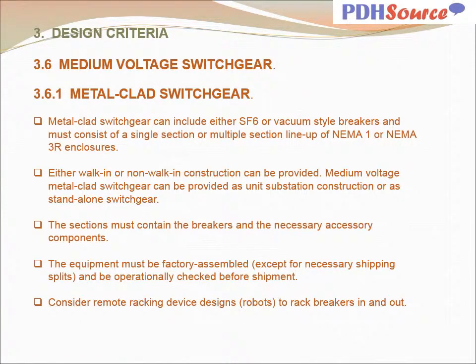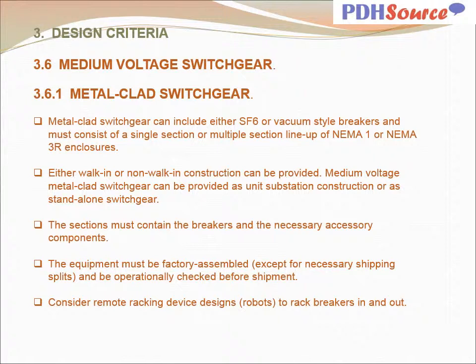For medium voltage switchgear, metal-clad switchgear can include either SF6 or vacuum-style breakers and must consist of a single section or multiple section lineup of NEMA 1 or NEMA 3R enclosures. Either walk-in or non-walk-in construction can be provided.